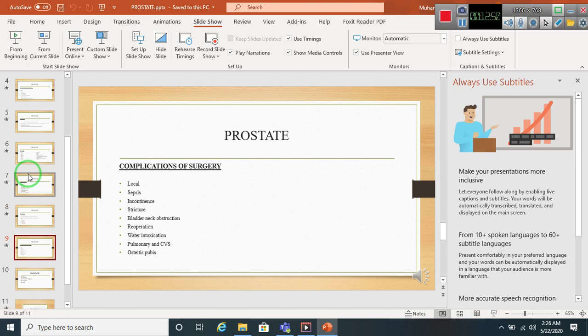Complications of the surgery, local complications: sepsis, bleeding, hematoma formation, incontinence of urine. If the urethra is damaged, stricture urethra may occur if fibrosis occurs, and then bladder neck obstruction. Again, if there is fibrosis, then bladder neck obstruction may occur. Reoperation may have to be done if there is retention of hematoma, and we have to clear it.